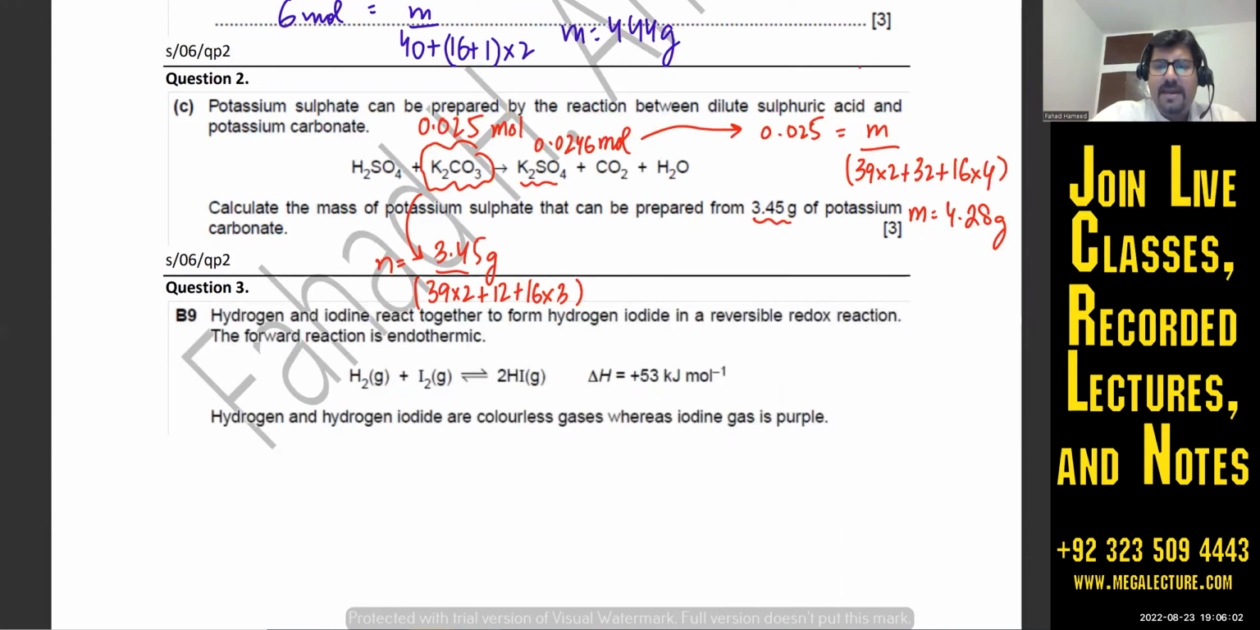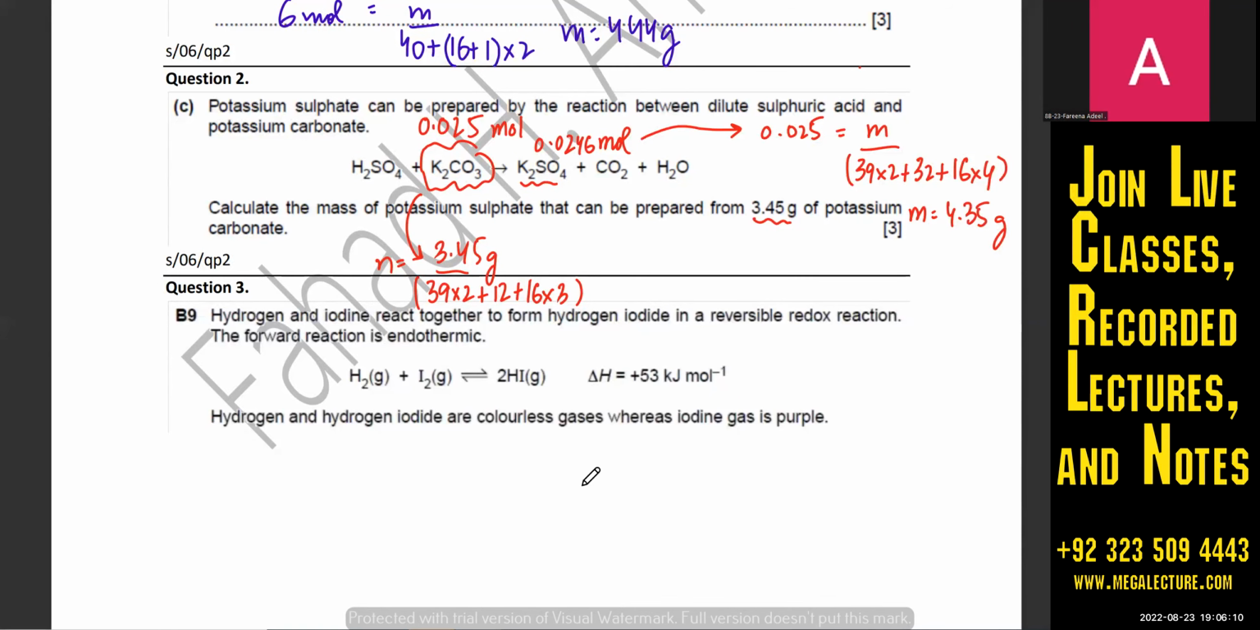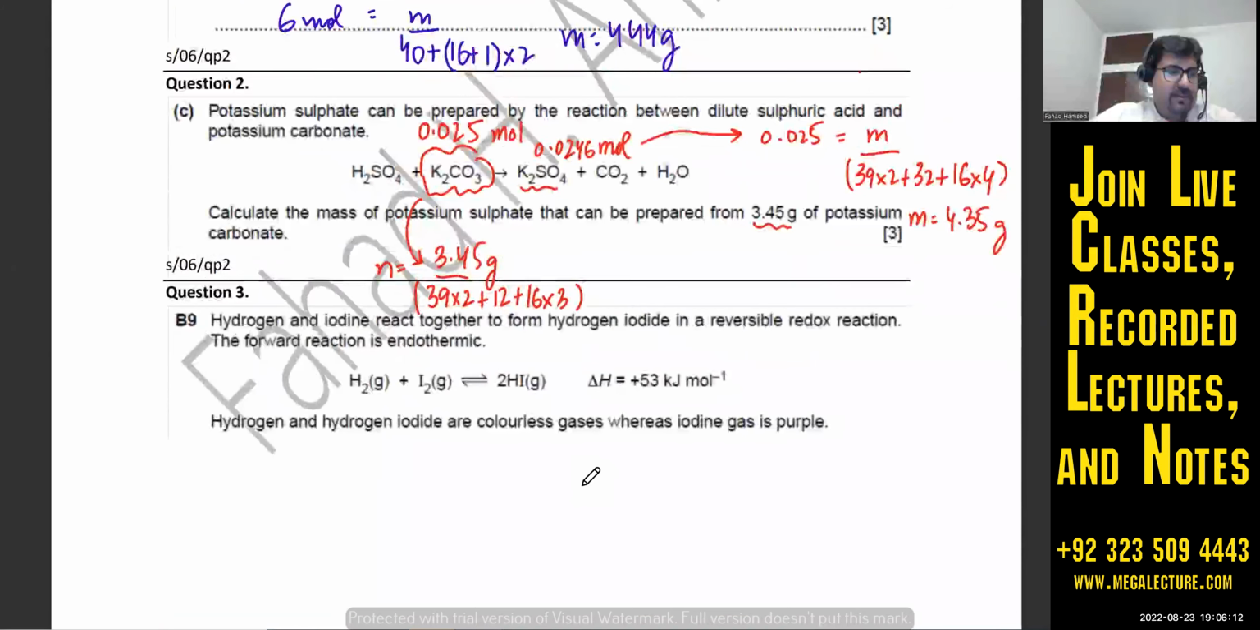4.35. Okay, so there's a minor difference, but that's 4.35 grams. So next one, okay, make sure you put brackets in your calculator carefully if you're dividing 3.45. So in the calculator, what you're going to do is 3.45 divided by, put brackets. Okay, do everything in brackets.